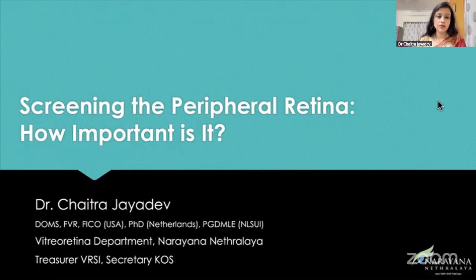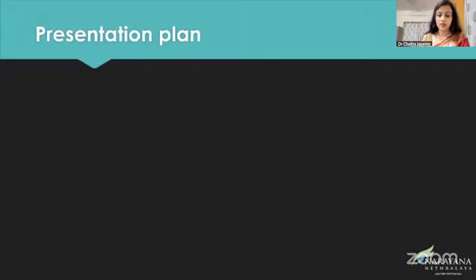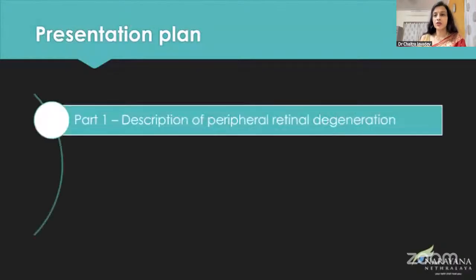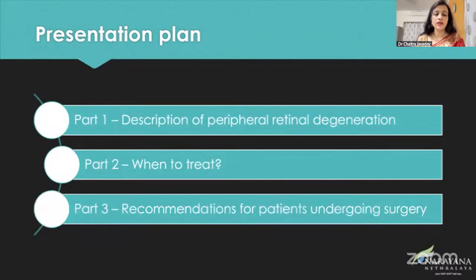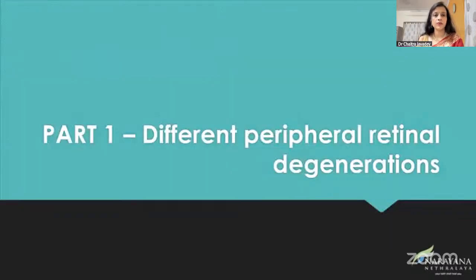What I will be speaking on today is predominantly the peripheral retinal degenerations, because those are the ones that can predispose to several diseases, can predispose to several morbidity, especially in those patients who are undergoing cataract and refractive surgery. I'll also touch upon when to treat them and the recommendations for patients who are undergoing surgery.